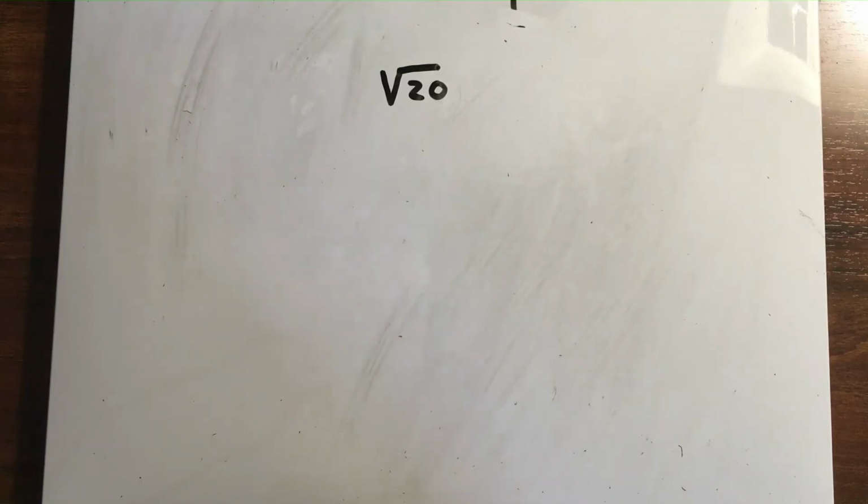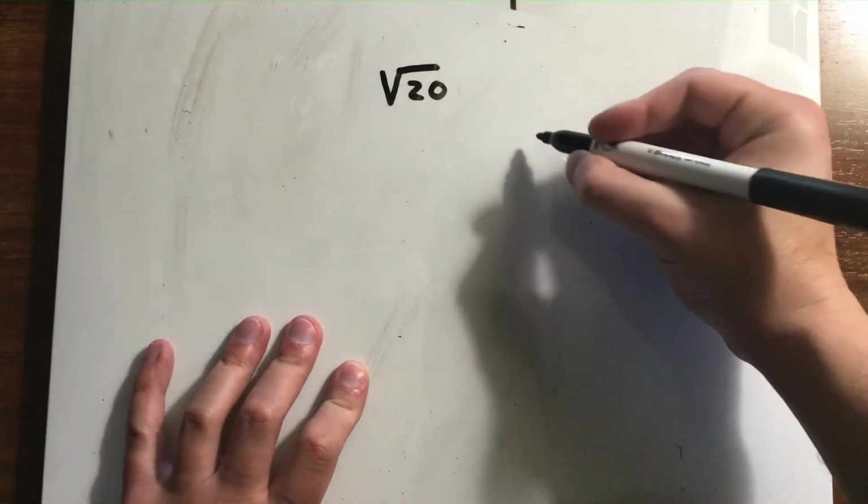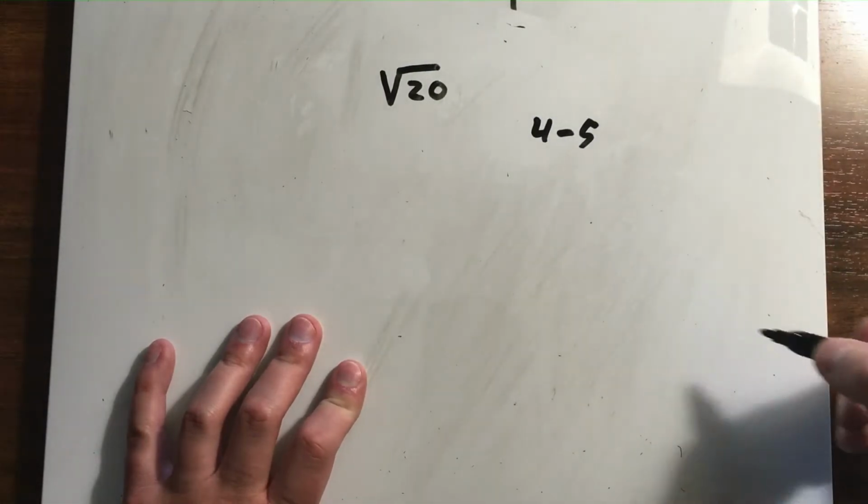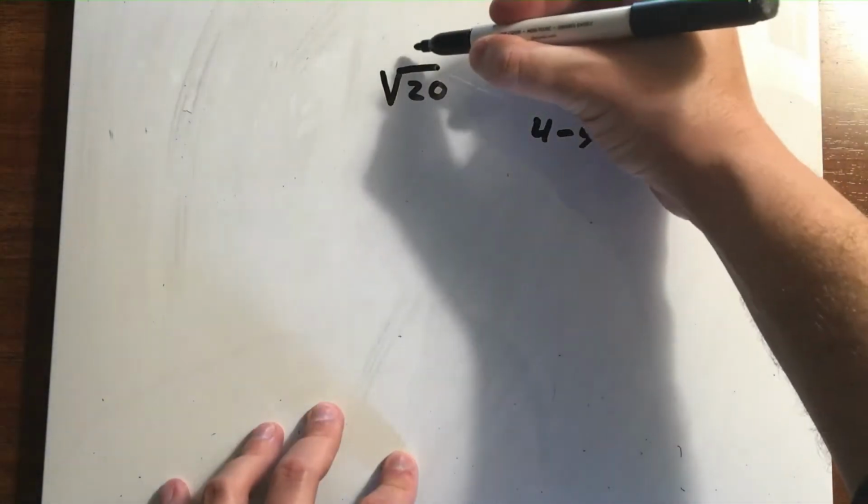So when we're looking for the square root of 20, the first thing we need to find out is what is the nearest whole number to the square root of 20 without going over. We know that 4 times 4 is 16, and we know that 5 times 5 is 25. So we know that the square root has to be somewhere between 4 and 5. So we'll start out by putting 4 up here.